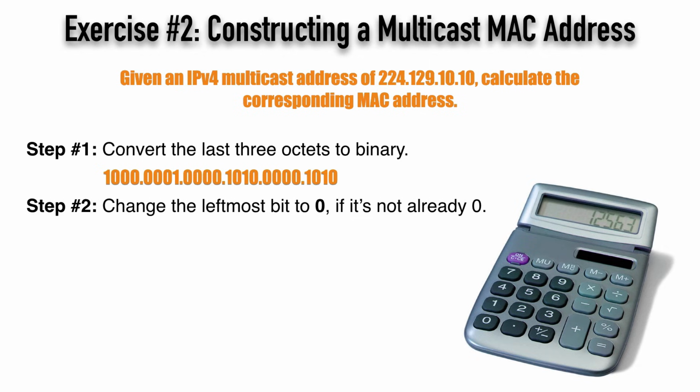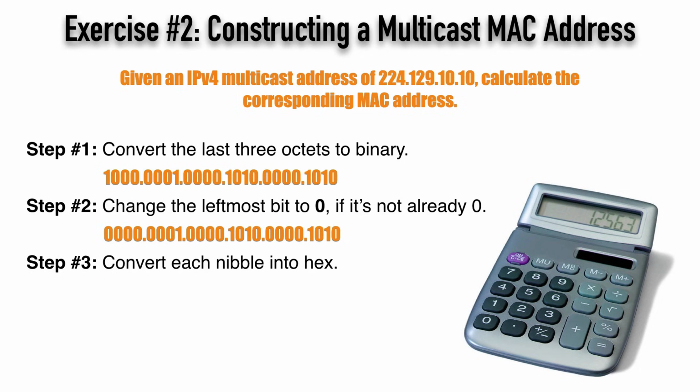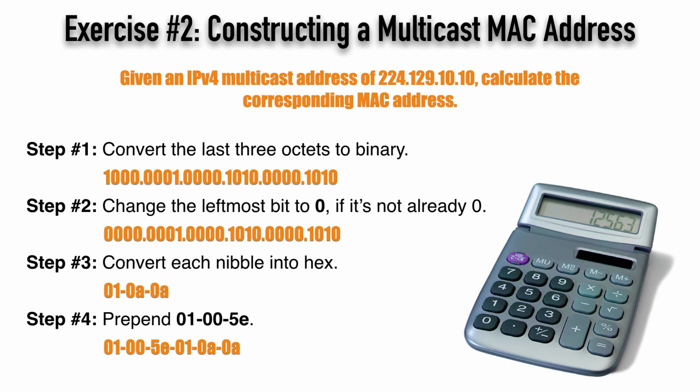Okay, since it's not a 0, the leftmost bit is a 1, we're going to convert it to a 0. That gives us this binary string. Does that look familiar? That's exactly what we had in our previous exercise, which means if we convert each of those nibbles into hex, we're going to get the same hex string. And if we prepend 01005E, you guessed it, we come up with the same multicast MAC address for a different multicast IP version 4 address.